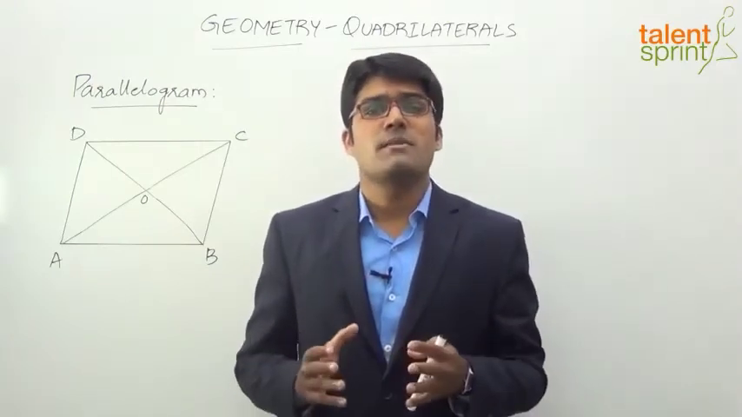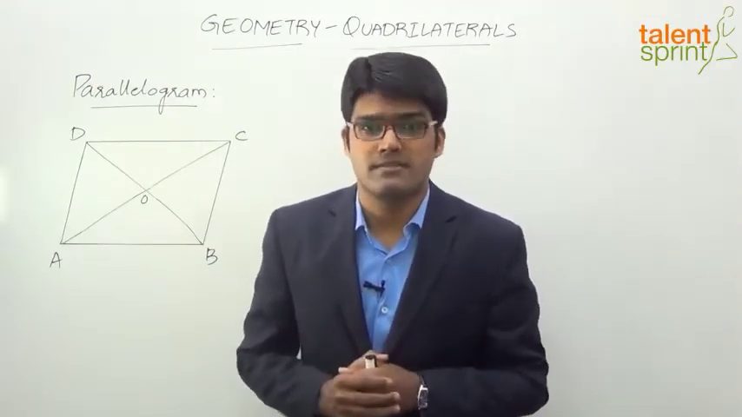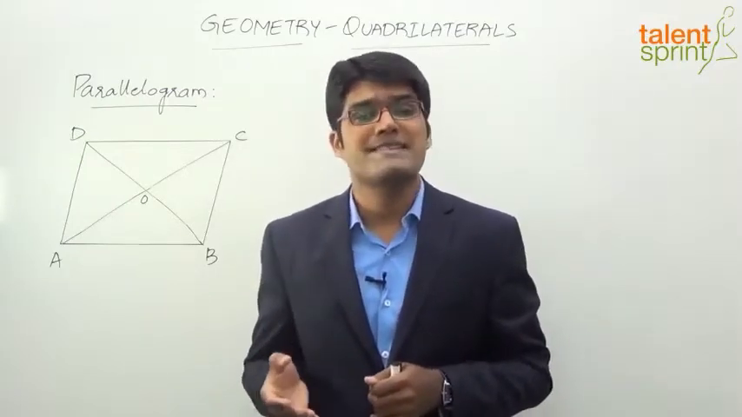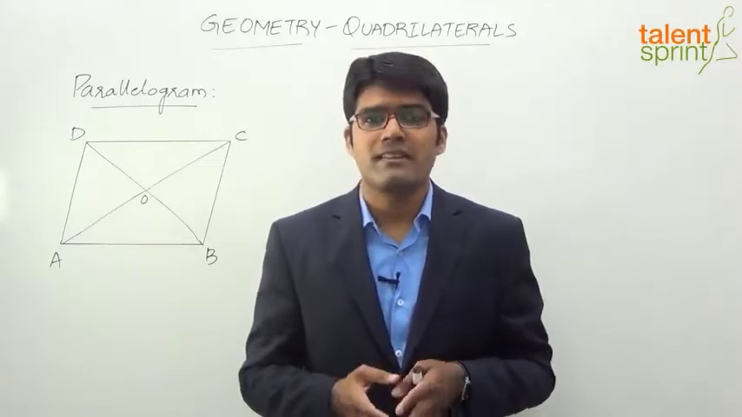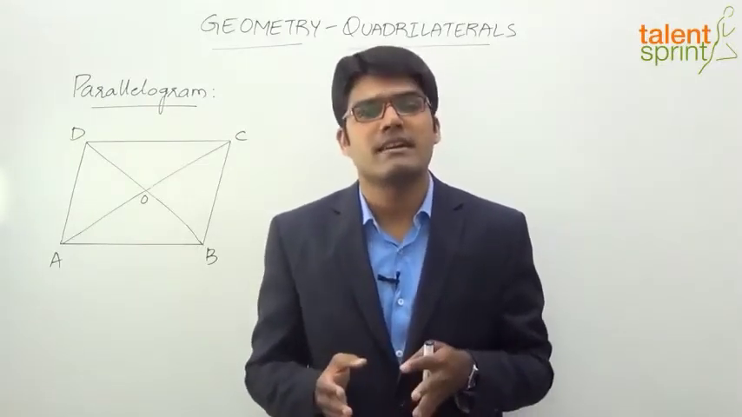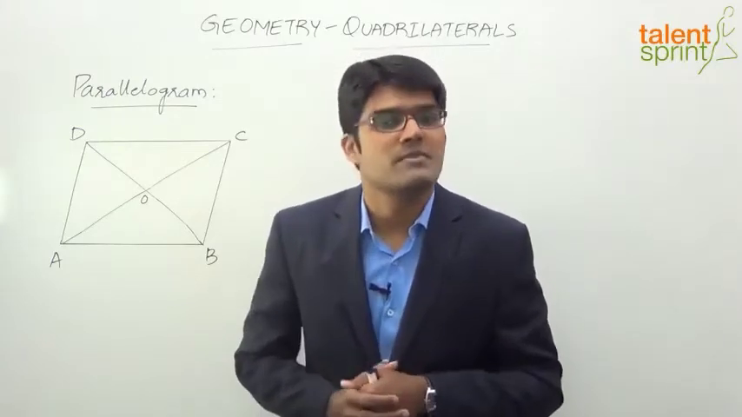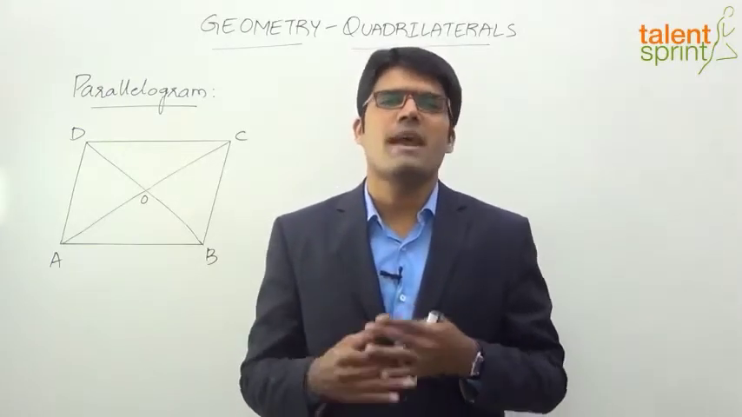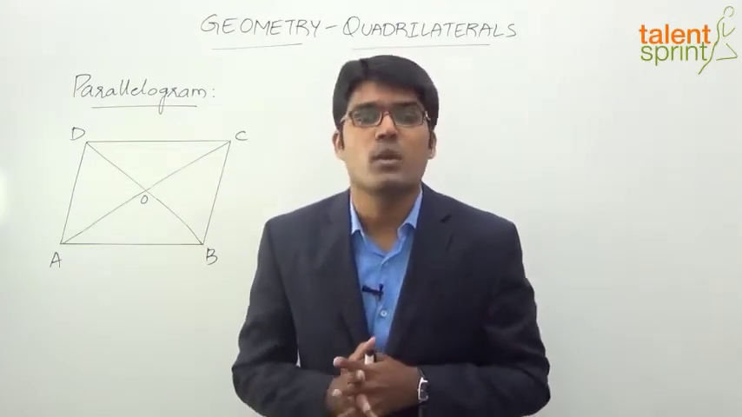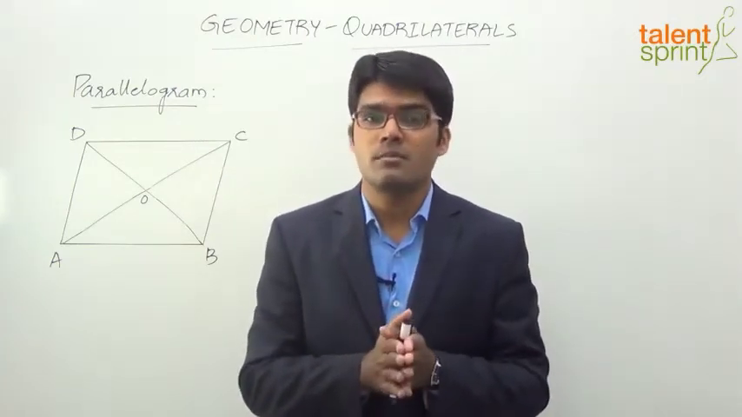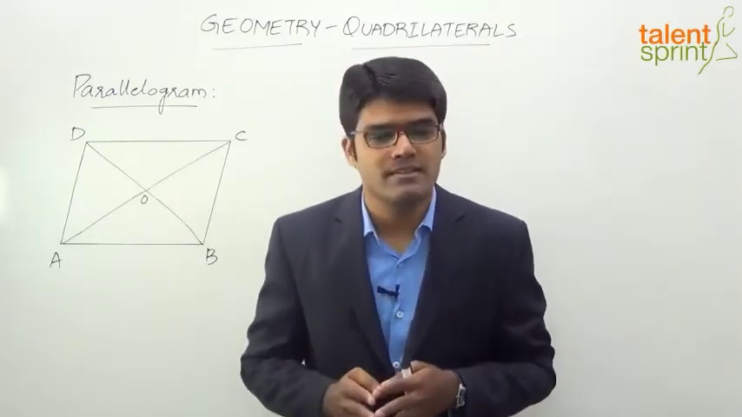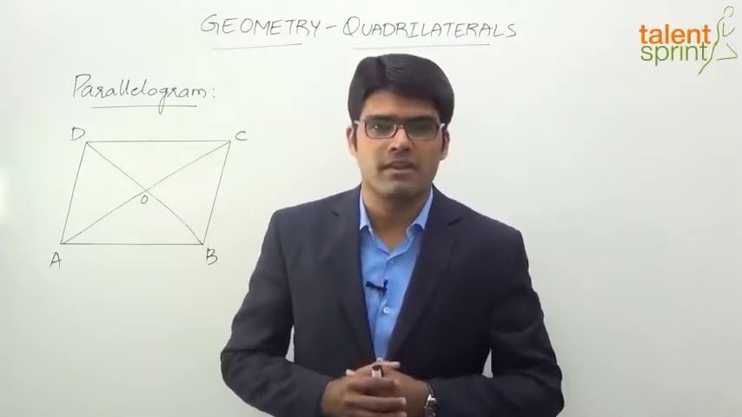Now based on the shape, there can be different types of quadrilaterals. For example, parallelogram, rhombus, trapezium, rectangle, square, kite or arrowhead, which is also known as delta, are some of the different types of quadrilaterals based on the shape and its various properties. Now of all these different quadrilaterals, the most important ones are parallelogram, rhombus, rectangle, square and trapezium. And hence we'll limit our discussion to only these types of quadrilaterals.